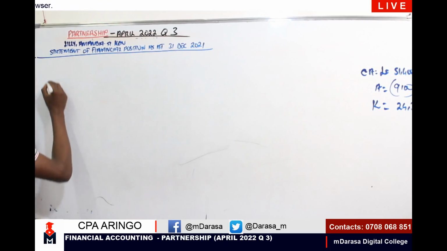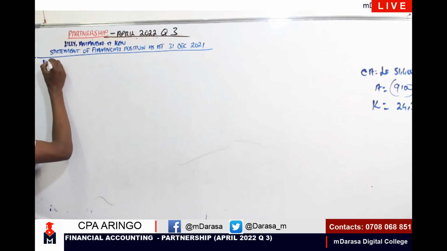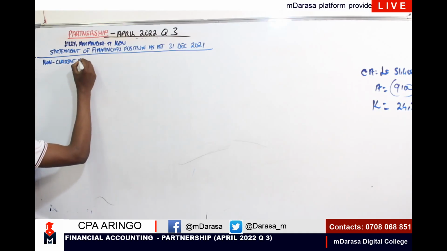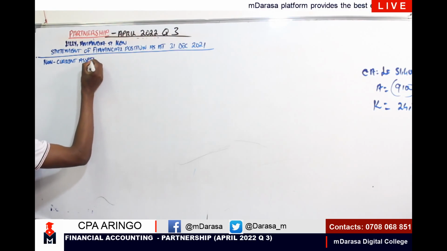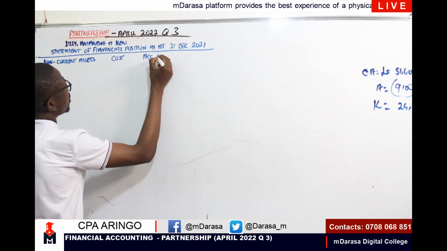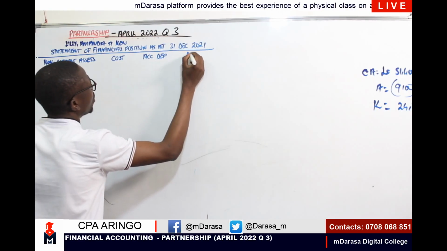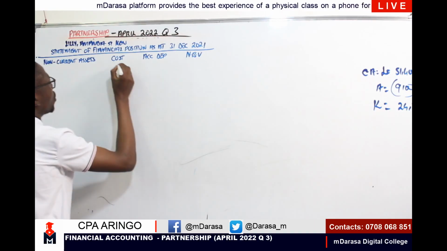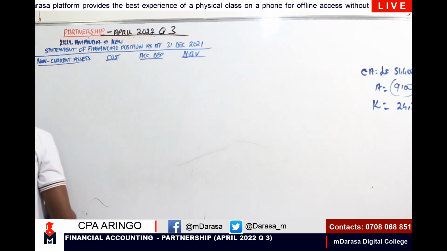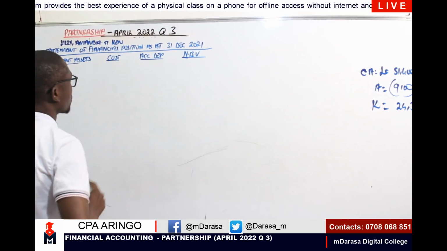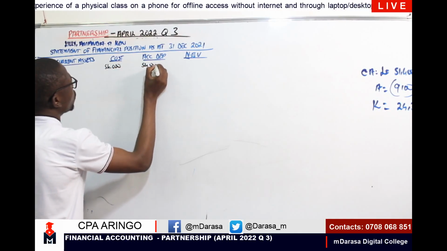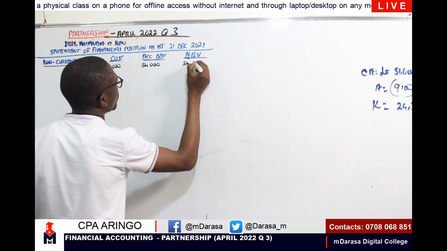As always, having a format at the back of our mind, I'm having non-current assets. Talk about our cost, accumulated depreciation, as well as our net book value. Recall that currency is still very important, and in our case, we had our figures in 2000s, so I'm having my figures in 2000s here.